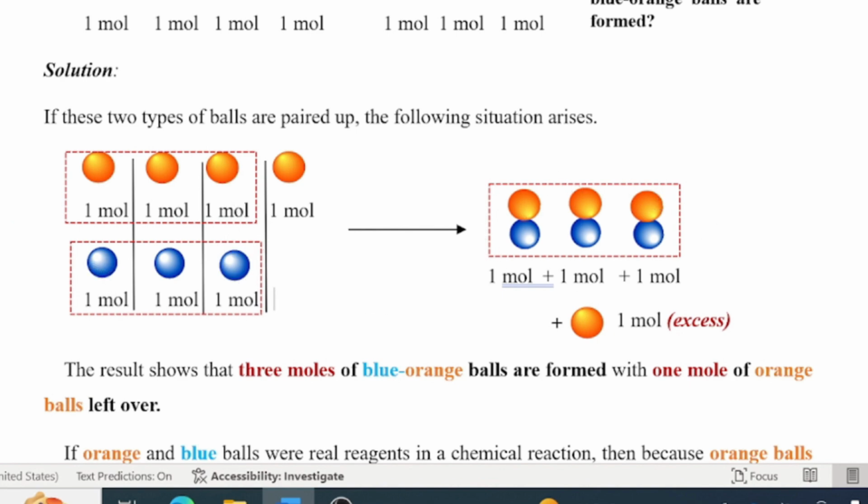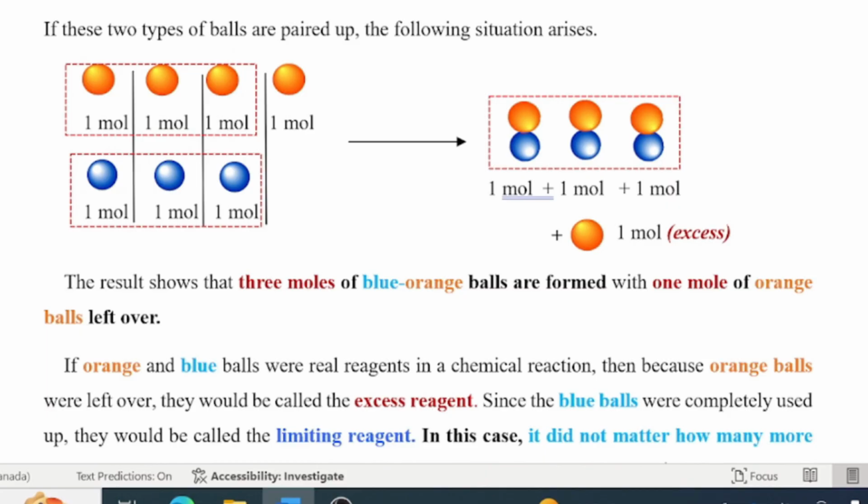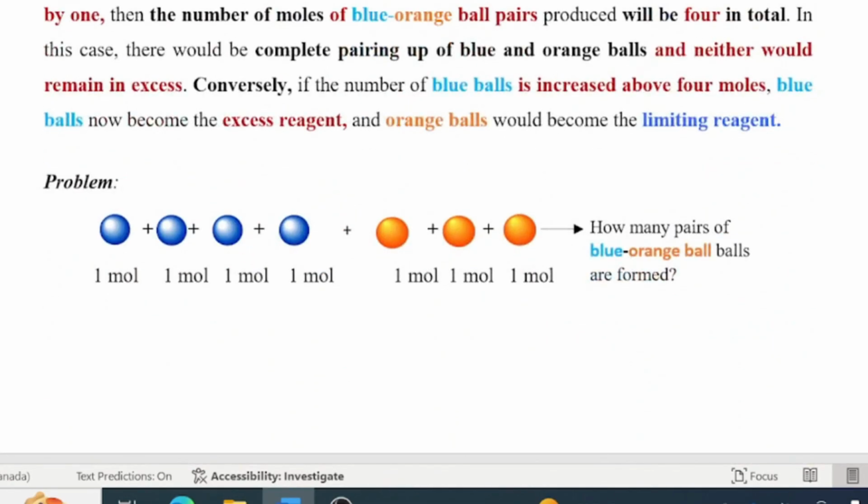In this case, again, you say, what is the limiting reagent? Blue balls is the limiting reagent, and orange balls are the excess reagent there. Again, it doesn't matter how many moles of orange balls you have, you'll never be able to increase that unless you increase the number of blue balls. Let's look at a different scenario now.